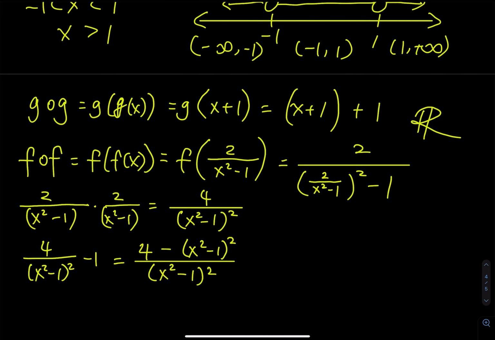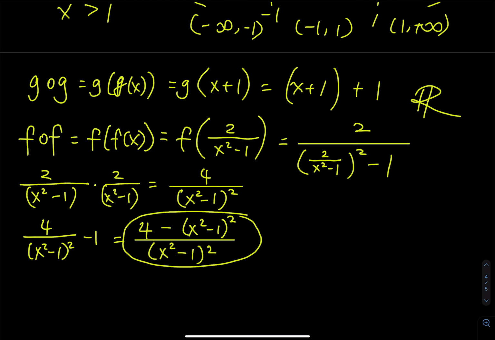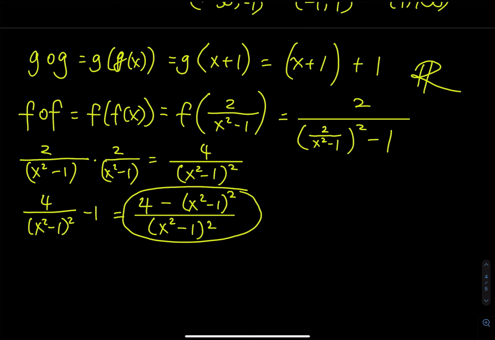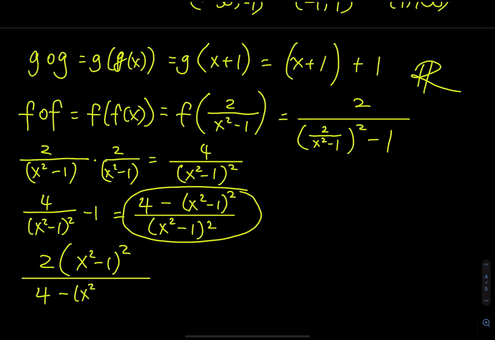And then you have a 2 divided by this piece. So 2 divided by this piece, then you have a reciprocal. Then you will have a 2 divided by that, then you will flip this to the top. And then this stays in the denominator. So 4 minus x squared minus 1 squared.